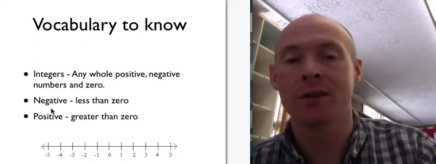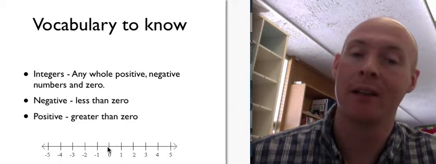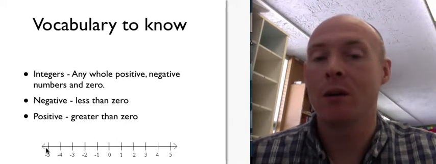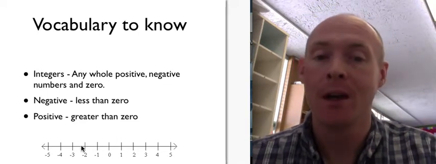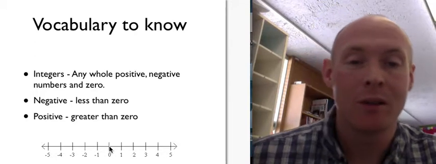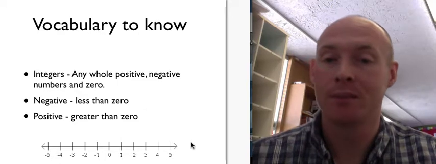So negative numbers. Negative numbers are just that. They're less than 0. Taking a look at our number line here, negative numbers typically go this way. And notice this arrow means that it continues to go on and on for infinity. Positive numbers are greater than 0. Here's my 0. Greater than. They go that way. Those are positive numbers.